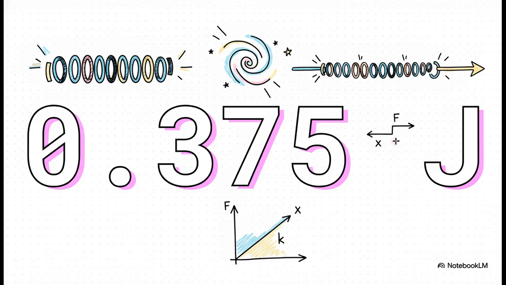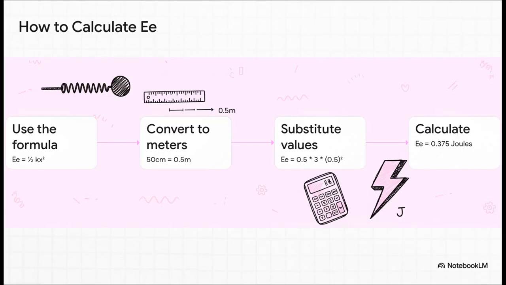Pretty specific, right? So how on earth do we get that number? Well, we use this powerful little formula right here. The elastic potential energy, E_E, is equal to 1/2 times the spring constant K times the extension x squared. First, you've got to make sure your units are right, so we convert 50 centimeters to 0.5 meters. Then you just plug the numbers in, half of 3 times 0.5 squared. Run the calculation, and there you have it, 0.375 joules.